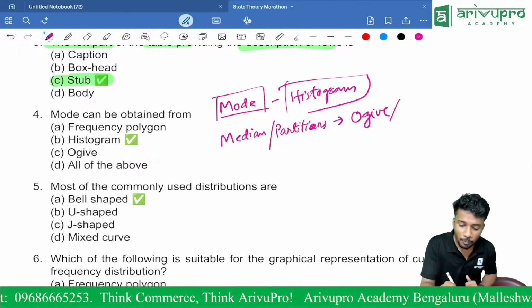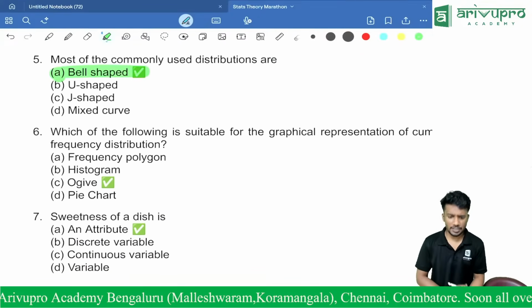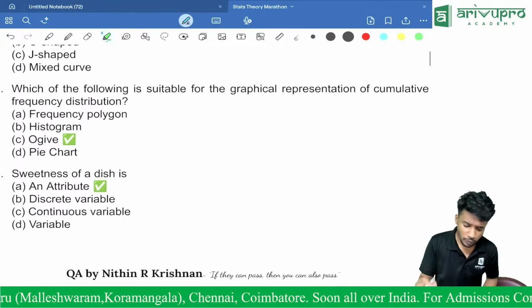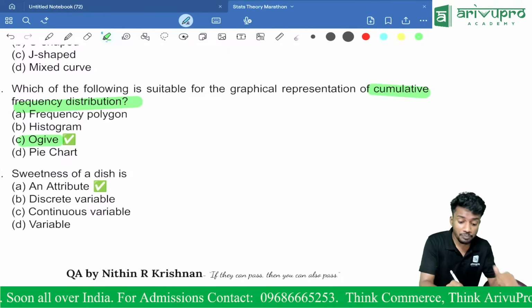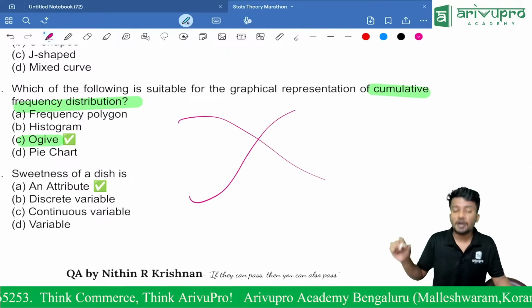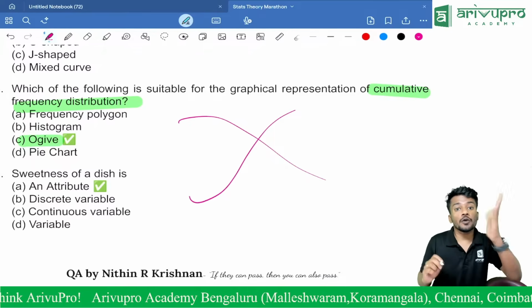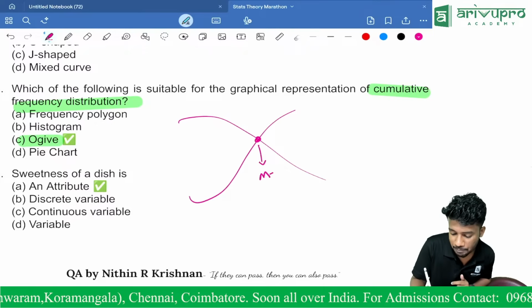Okay, then the most commonly used distribution is called the bell-shaped curve. Then, which of the following is suitable for cumulative frequency distribution? Answer is ogive. Why? Because ogive is drawn using less than cumulative frequency as well as the more than cumulative frequency. That's how you get an ogive. And they will meet at a point. That point is called as what?